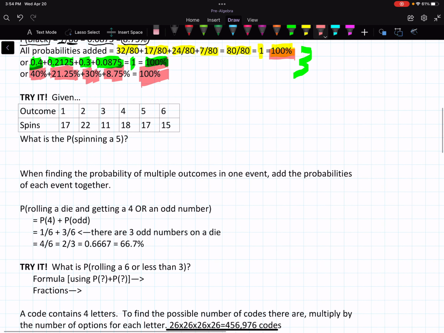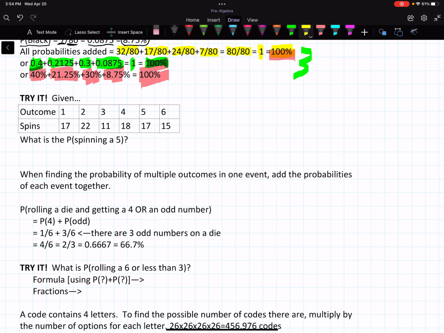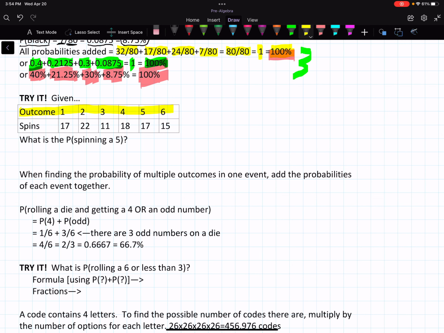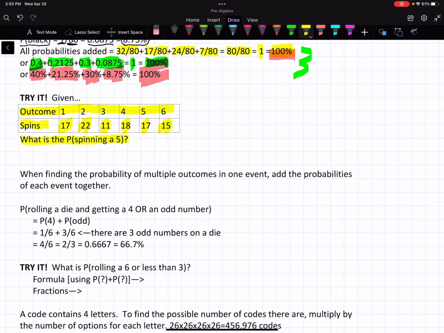So, well, let's try it for real. If I was given this spinner, it could spin 1, 2, 3, 4, 5, or 6. And I did a bunch of spins, and I counted each time it landed on the 1, the 2, the 3, 4, the 5, and the 6. Then I was asked, what is the probability of spinning a 5? Well, I look at that and I see there's the 5, and there's the number of times the 5 occurred, okay? So the number of times the 5 occurred is going to be the number of successes I had. So that's 17.